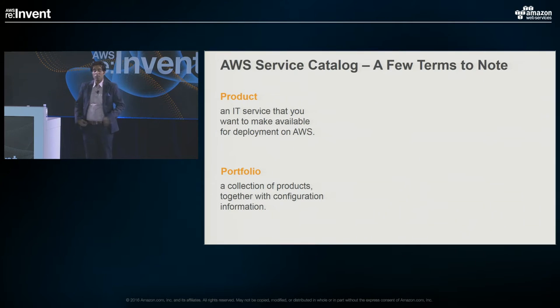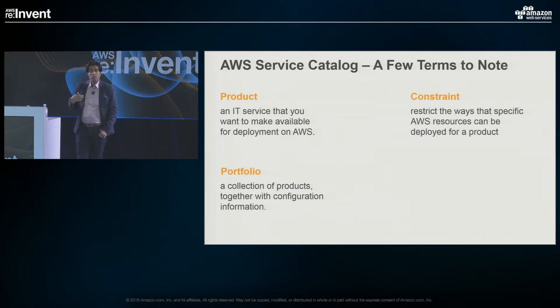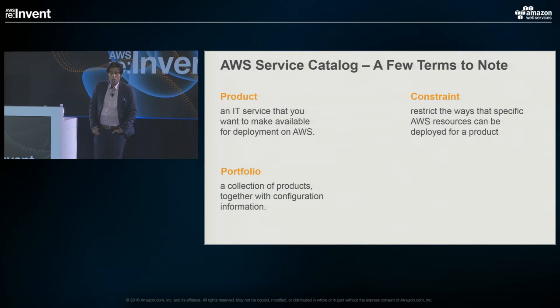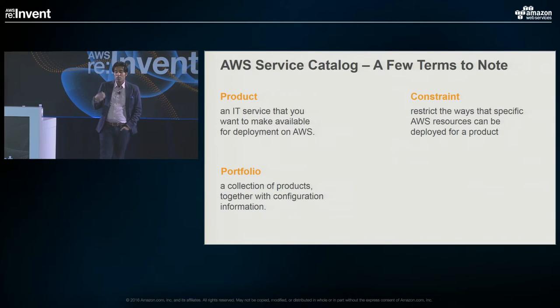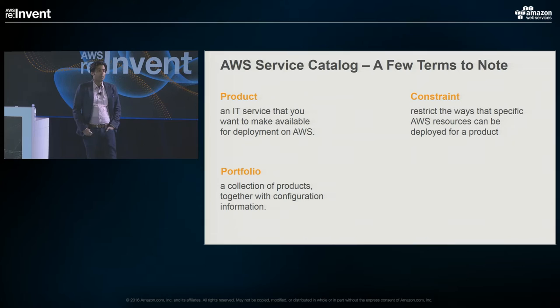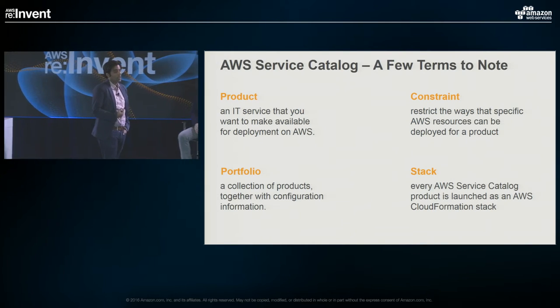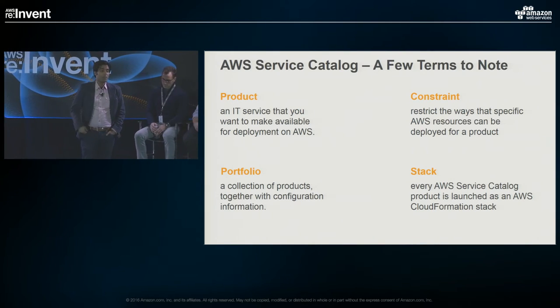Next is a portfolio. A portfolio is a collection of products, and you can go ahead and define configuration information within it. Next is a constraint. We're going to be talking about two types of constraints. So constraints are the ability for you to specify how resources can be deployed. And finally is a stack. So once you put a service catalog together with a product and into a portfolio of products, you go ahead and initiate a CloudFormation template, which essentially creates a stack that we referenced earlier.